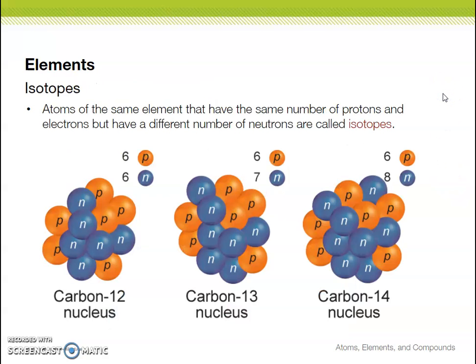Isotopes. Atoms of the same element have the same number of protons and electrons, but sometimes they have a different number of neutrons, and when that happens, they are called isotopes. Here we have the 3 isotopes of carbon. We have carbon-12 with 6 protons and 6 neutrons. We have carbon-13 with 6 protons but 7 neutrons, and carbon-14 with 6 protons and 8 neutrons. You'll notice that each one of these still has 6 protons. The only difference is the number of neutrons in the nucleus.